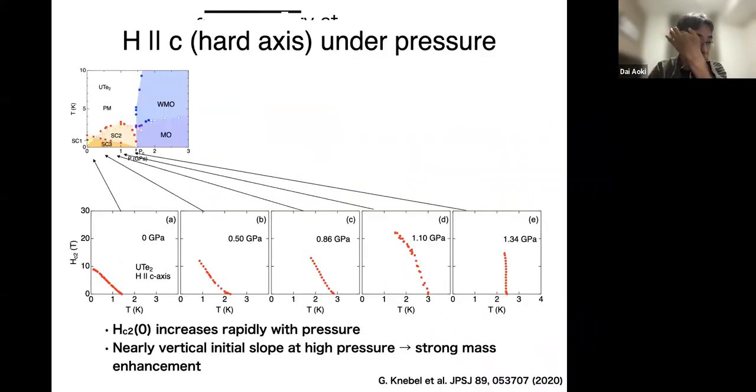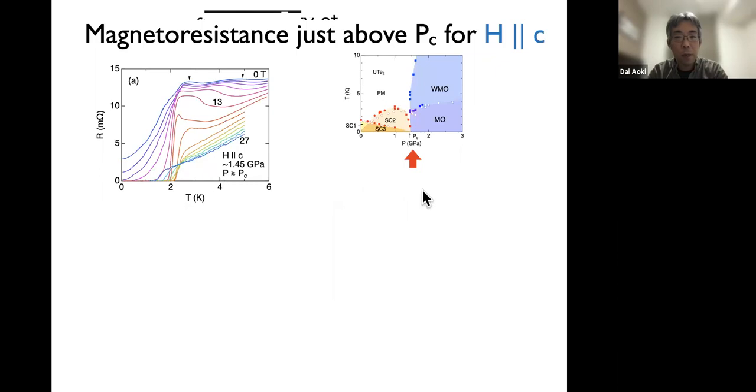And for the c-axis, here you can see the evolution of the HC2 curve. With increasing pressure, the slope of HC2 increases rapidly, and at 1.34 GPa it is almost vertically increasing. This is also very unusual. And here I want to show you the field-induced superconductivity when the pressure is applied. The pressure is just above PC. This is the magnetoresistance at 1.45 GPa, just above PC.